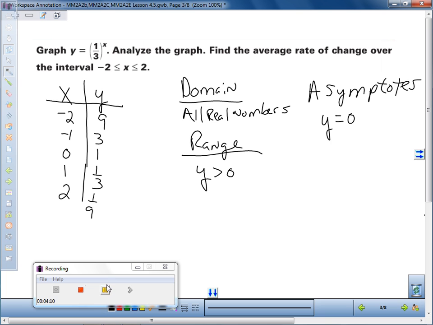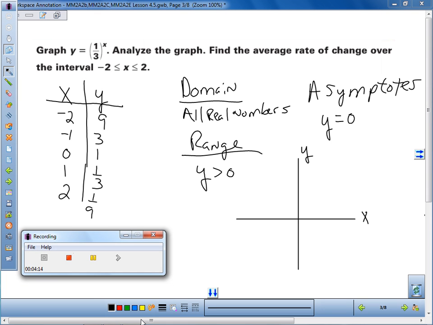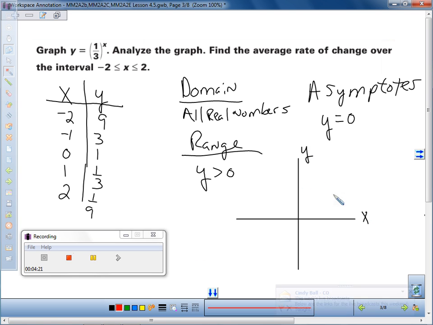Alright, so let's look at the graph. I'm going to draw a graph and then we'll discuss it. We've got our coordinate plane here, our graph. And I'm going to go ahead and put in the asymptote, which is this. Kind of go over the x-axis, because that's where y is equal to 0, and that's where it won't cross. So let's go ahead and plot some points.